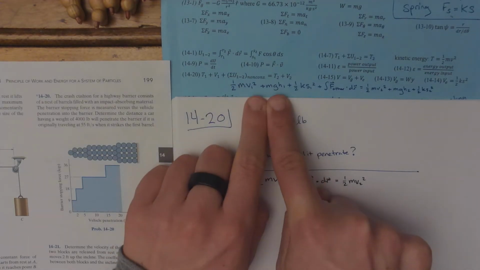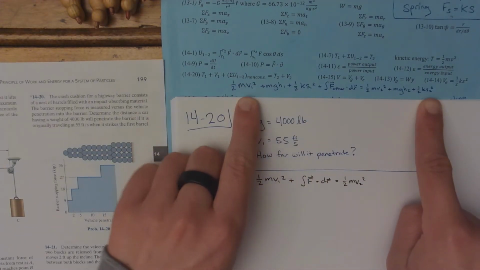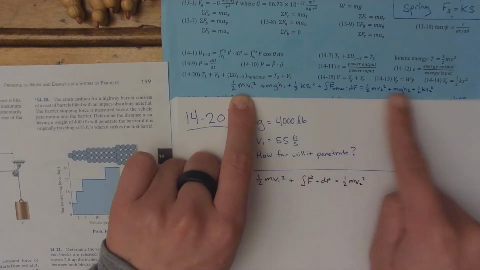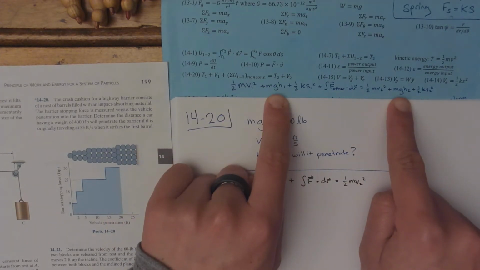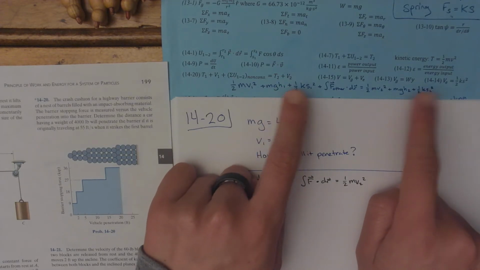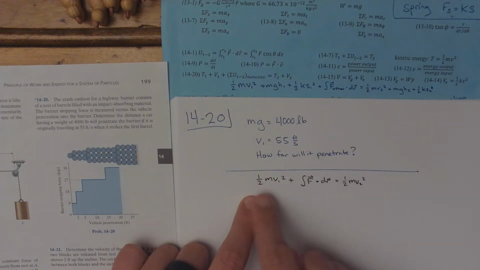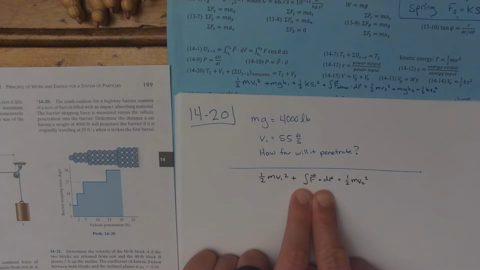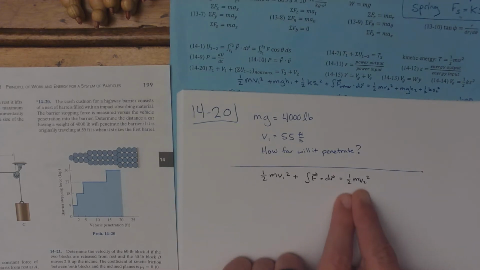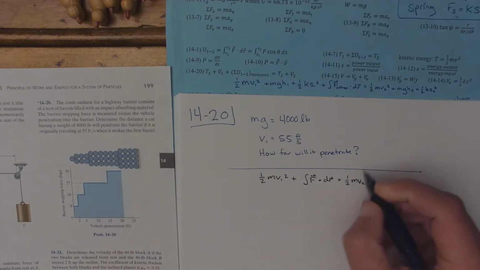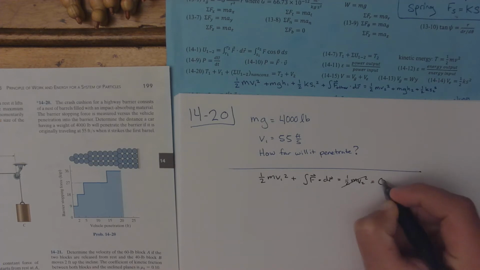So we're using the relationship that we have here, and I have an initial kinetic energy, and in this case the height of the car should not be changing. So we can ignore gravitational potential energy, and there are no springs. So that leaves me with 1/2 mv1 squared, which is the initial kinetic energy, plus the work done, is equal to the final kinetic energy, except that when it stops penetrating the barrier, the speed would be 0. So this is just 0.